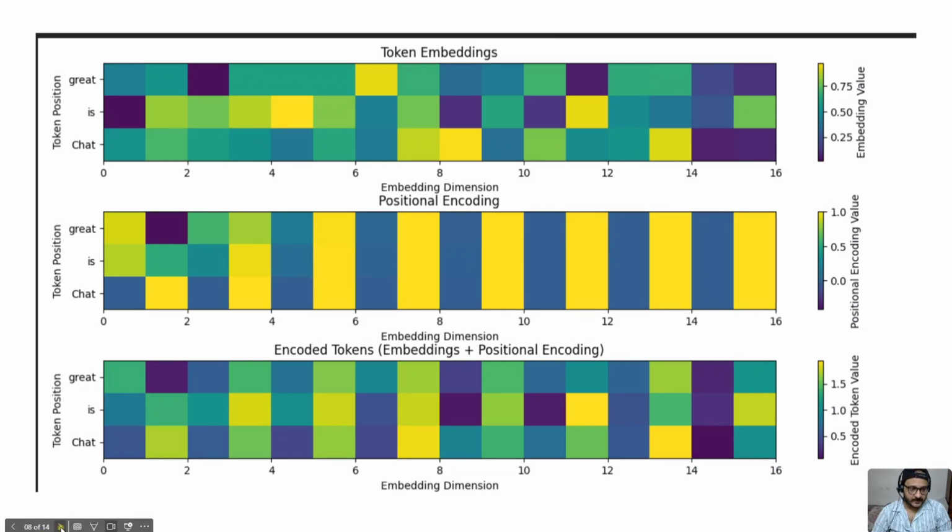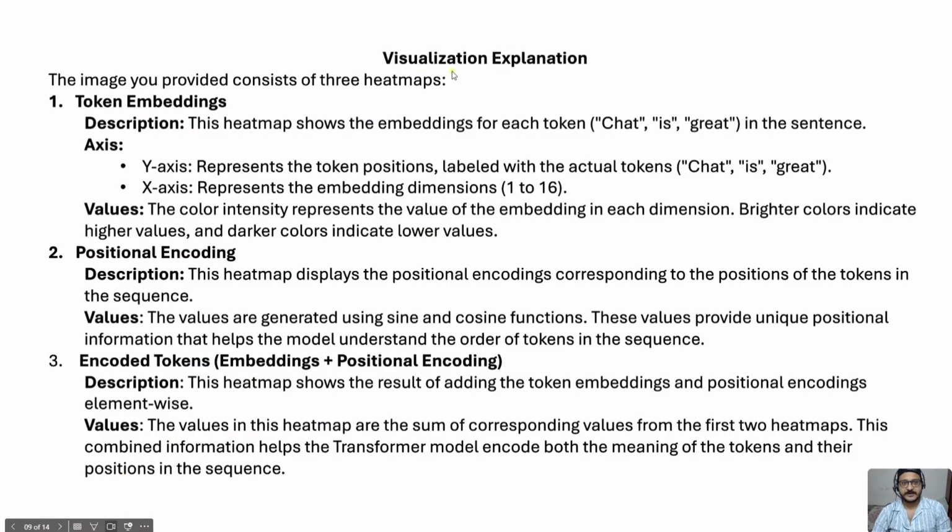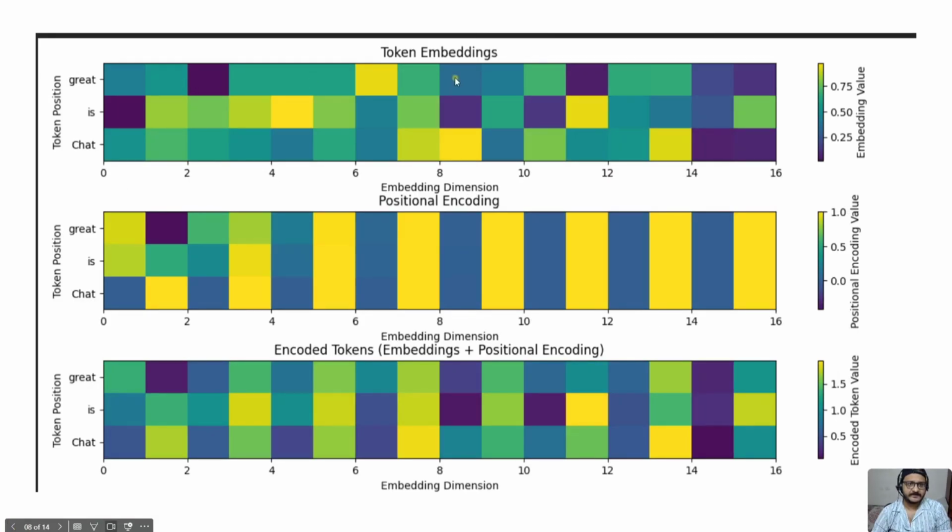Let me go one more slide ahead. Here you can see the visualization explanation. That particular image consists of three heat maps. The first heat map is the token embedding. The second heat map is the positional encoding, and the third heat map is the encoded token, which is embedding plus positional encoding. These three heat maps are generated by that script. So what is each layer doing here?